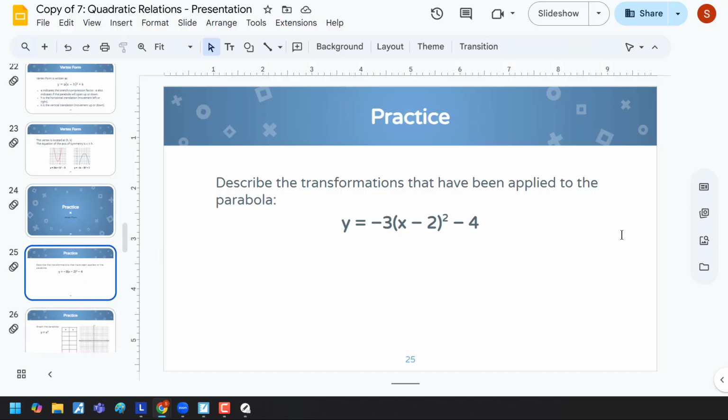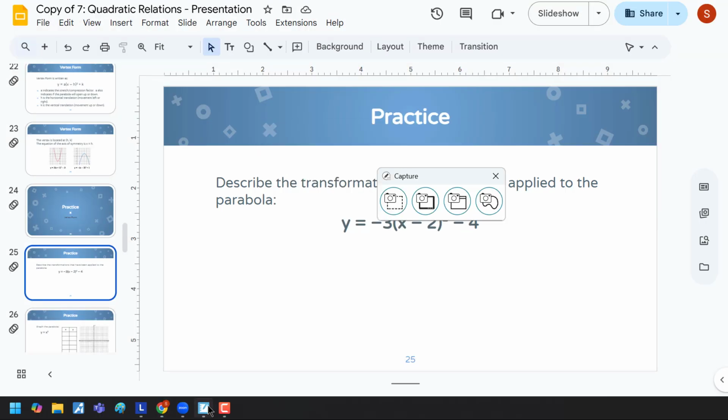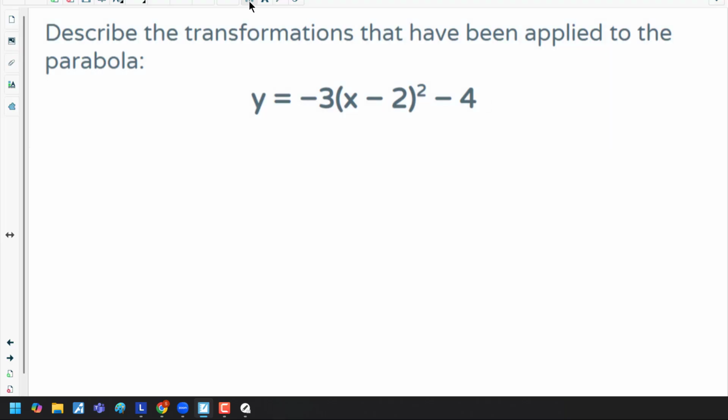Practice. We're going to practice with vertex form. Describe the transformations that have been applied to the parabola. I'm going to do this so you guys can just pay attention. So how do you describe transformations? Easy. The very first step is to write down your values of a, h, and k.